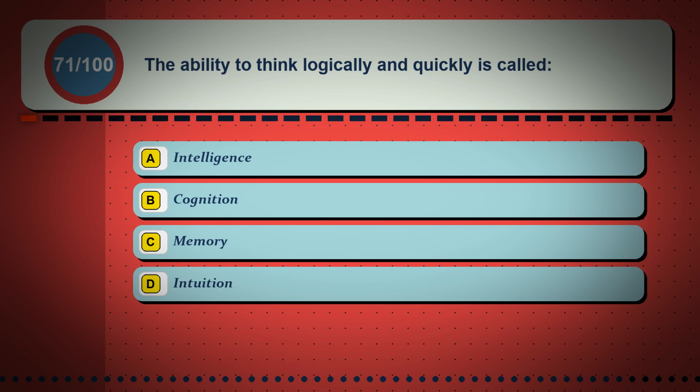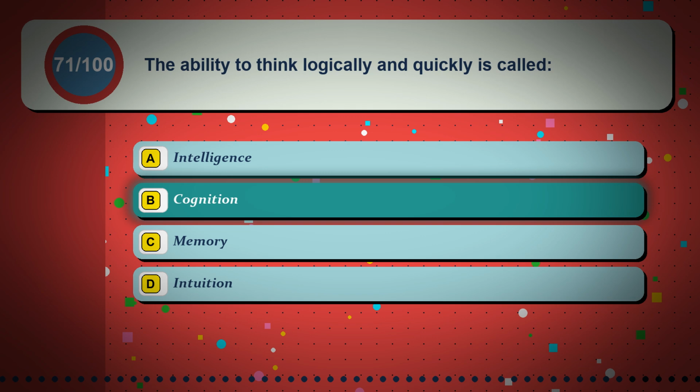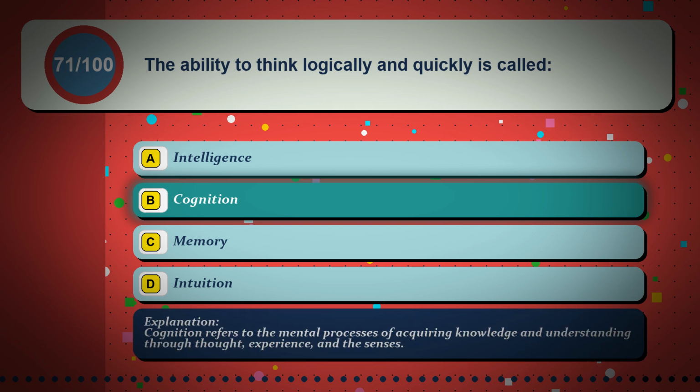option D, intuition. The correct answer is option B, cognition. Cognition refers to the mental processes of acquiring knowledge and understanding through thought, experience, and the senses.